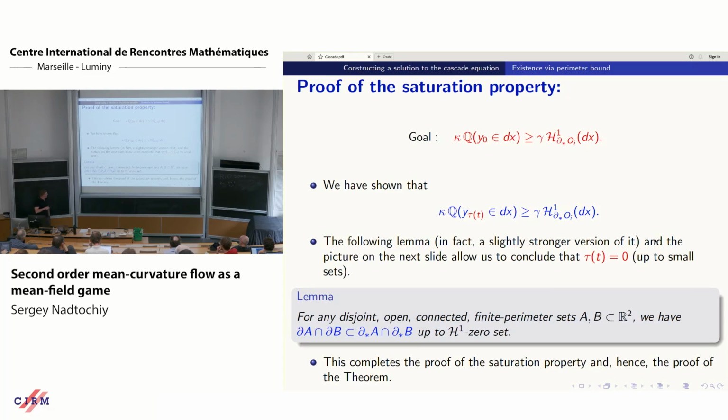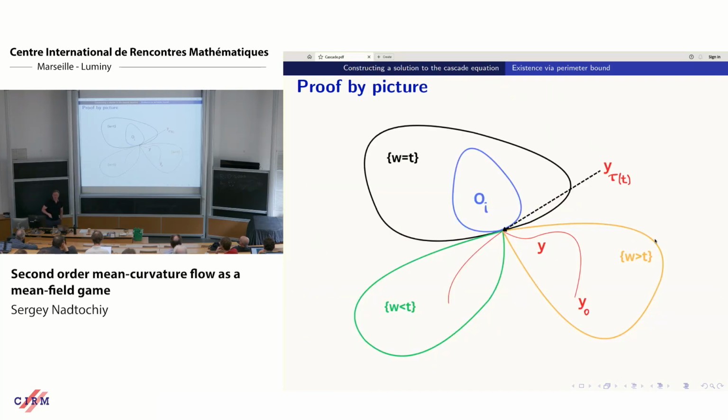And so now I claim that this is enough. This result is enough to show that tau must be 0 by contradiction. And my proof, and that's the last slide, is by picture. So let's assume that tau is not 0, and I'm going to find a contradiction with that lemma I just showed you. Okay, so here's the picture.